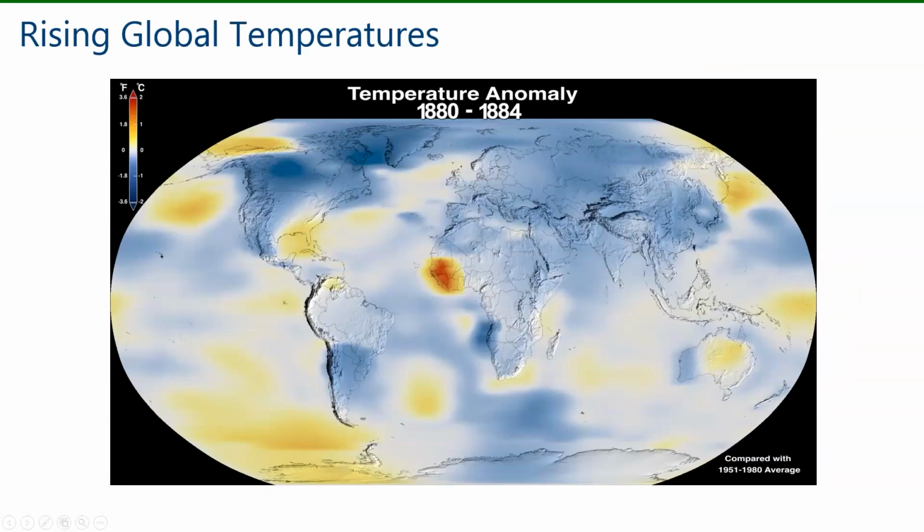Let's look at the change in global temperatures using the simulation from NASA. On the side, it shows you that dark blue indicates a change of -2 degrees Celsius, and 0 is the light blue. A change of 1 degree Celsius is kind of an orangey color, and a change of 2 degrees Celsius is a reddish color. So right now it's showing 1880 to 1884.